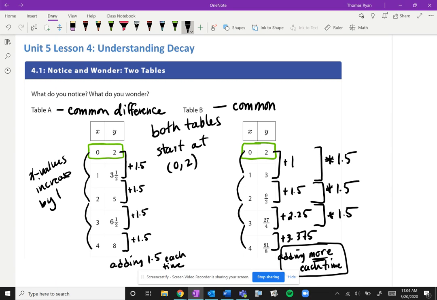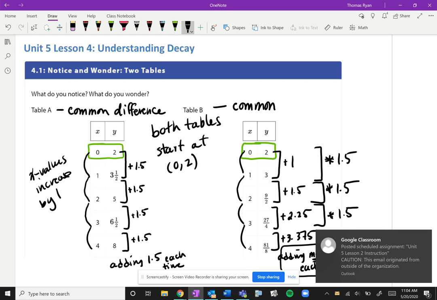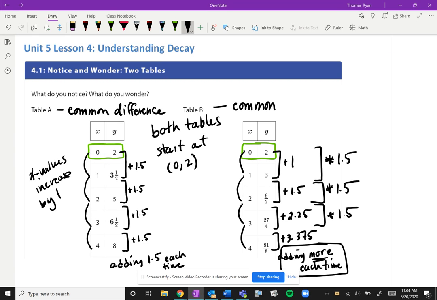When you multiply 2 by 1.5, you get 3. And when you multiply that by 1.5, you get 4.5. And when you multiply that by 1.5, you get 6.75, which is the same as 27 over 4. So we have, and we've talked about this before, what's called a common factor, which means we multiply by the same amount each time to get our next y value.